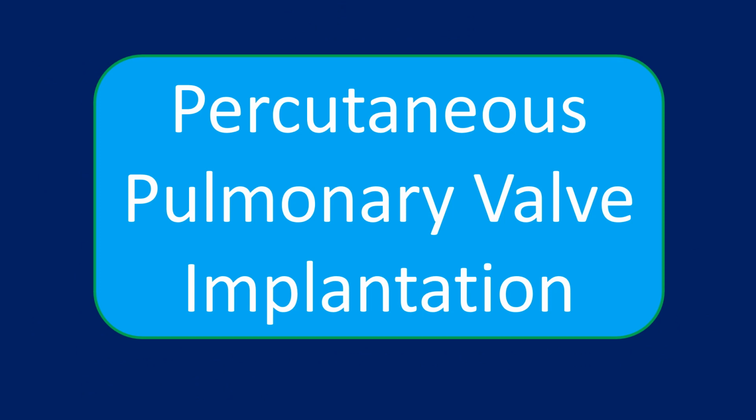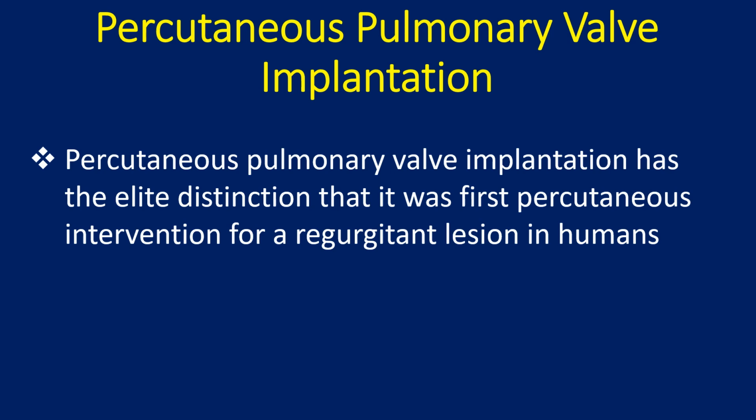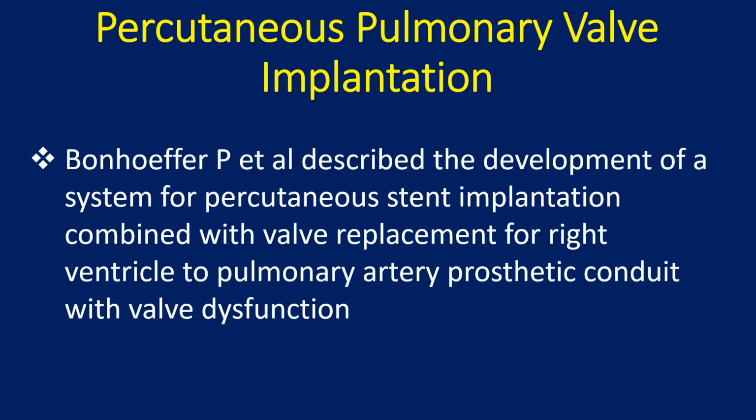Discussion on percutaneous pulmonary valve implantation. Percutaneous pulmonary valve implantation has the elite distinction that it was the first percutaneous intervention for a regurgitant lesion in humans. Bonhoeffer and colleagues described the development of a system for percutaneous stent implantation combined with valve replacement for right ventricle to pulmonary artery prosthetic conduit with valve dysfunction.